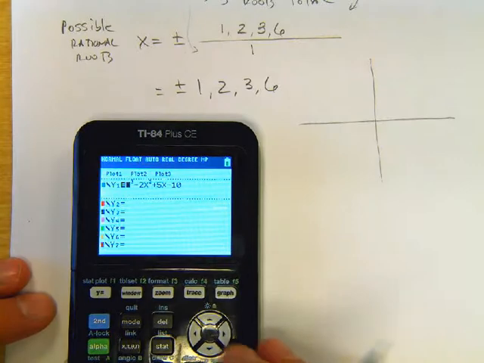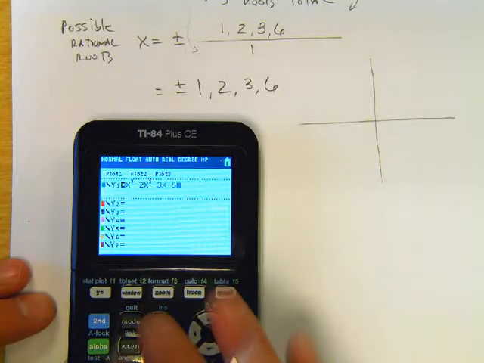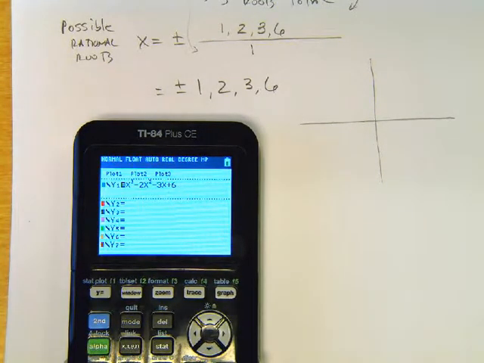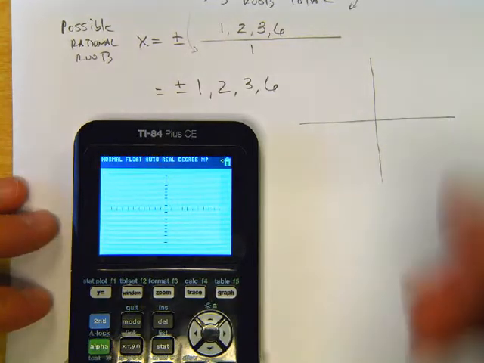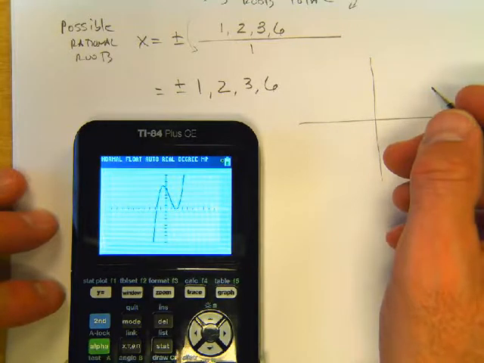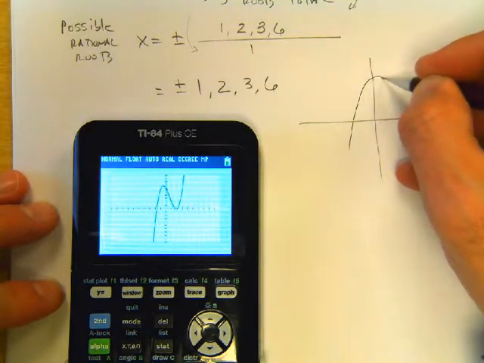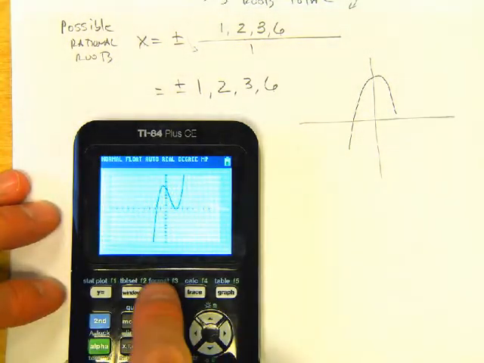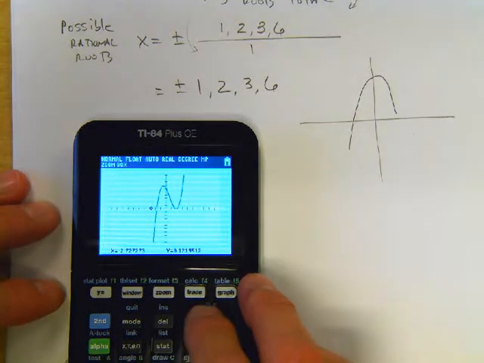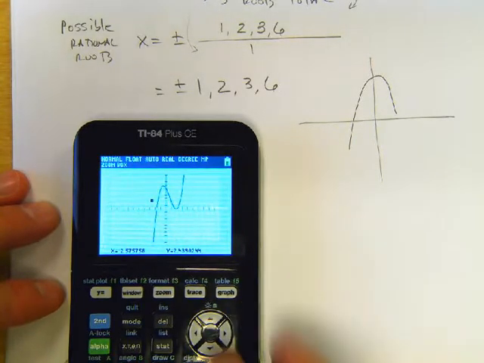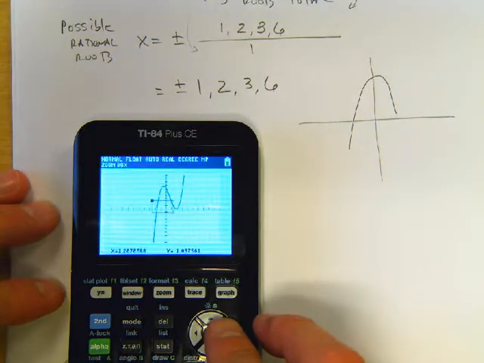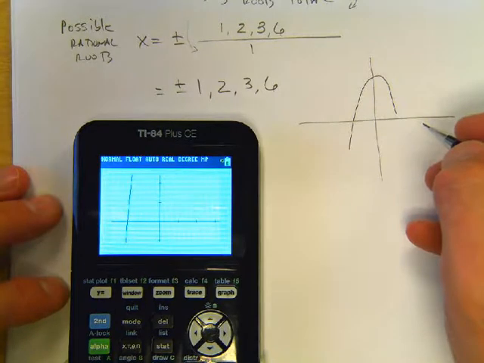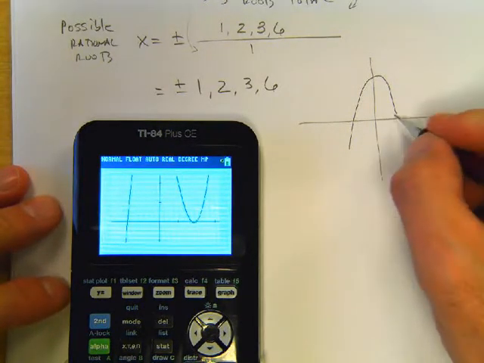All right, let's see, y equals x cubed minus 2x squared minus 3x plus 6. I'm going to press the graph button and... Ooh, that looks interesting. I can't tell what's going on there. So I'm going to do a zoom box and see what's going on in there. Ooh, interesting.